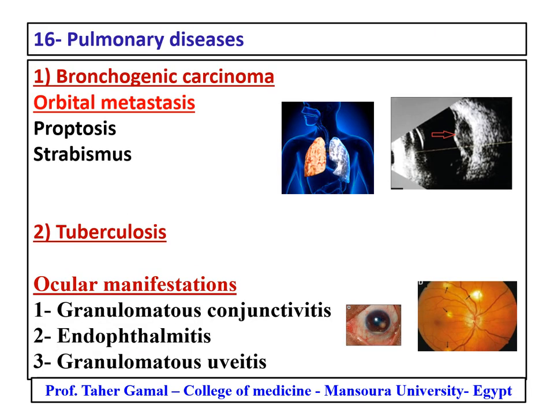Now we shift to another group of diseases of the body which affect the eye, pulmonary diseases. First is bronchogenic carcinoma. It may be manifested by orbital metastasis into the orbit leading to proptosis and strabismus. The second is tuberculosis, pulmonary tuberculosis. Ocular manifestation of pulmonary tuberculosis is granulomatous conjunctivitis, endophthalmitis, and granulomatous uveitis.